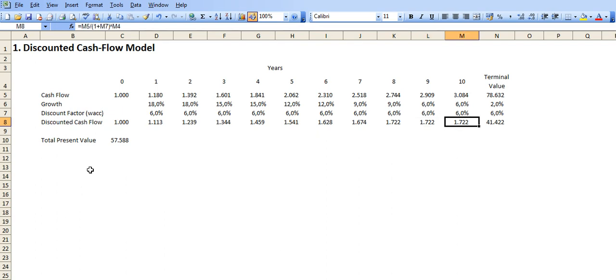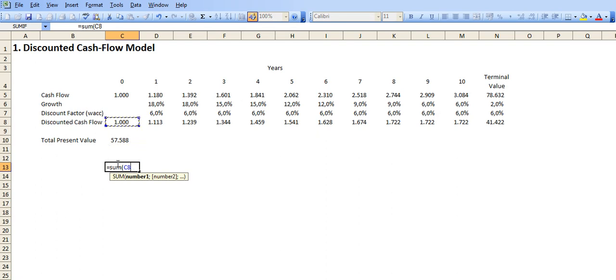So once you do this for all 10 years, you come up with some discounted cash flow total, which is, in this case, let me add these up. Here, you have 16,165 as the first 10 years discounted cash flow total. But this is not enough.